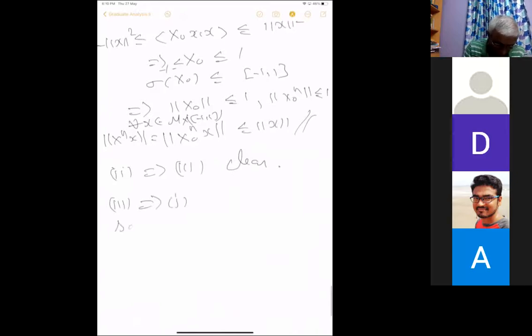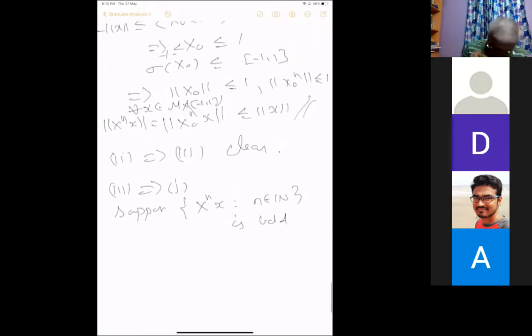So 3, the assumption is, suppose this, we don't need norm, we can just write it as x power n, x n in n is bounded, in the Hilbert space. Then we want to prove x is in the spectral projection corresponding to that interval -1, 1. Why is that true? Suppose it's not the case.